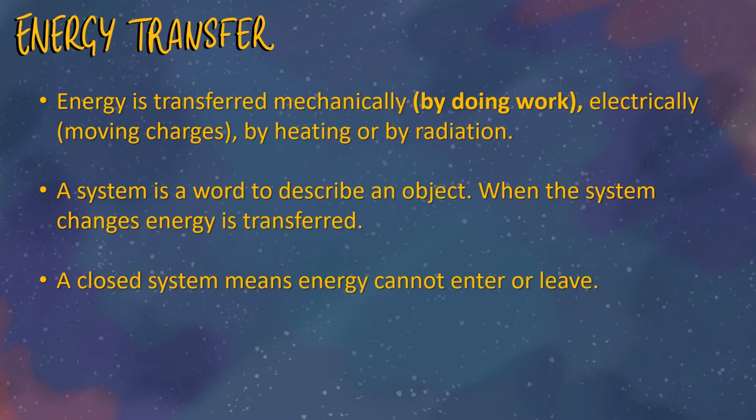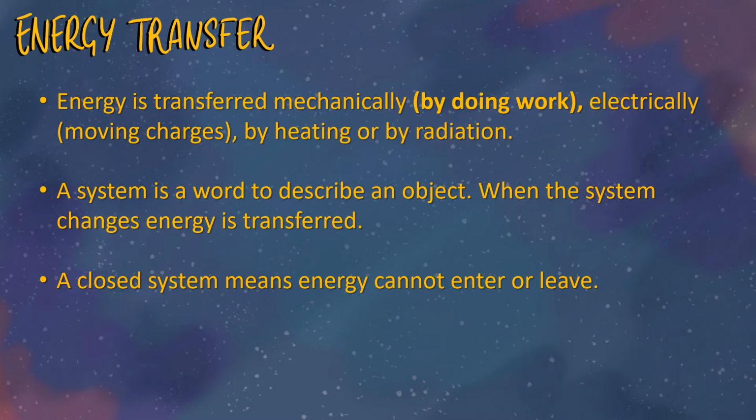So this is a scientific way of explaining an object, what it is. For example, if I as a person jumped up in the air, then I am the system. I am the object that is moving and energy is transferring, because as I'm jumping up in the air, my kinetic energy, so energy when I'm moving, is transforming into gravitational potential energy because I am now off the floor. So I am the system in that scenario.